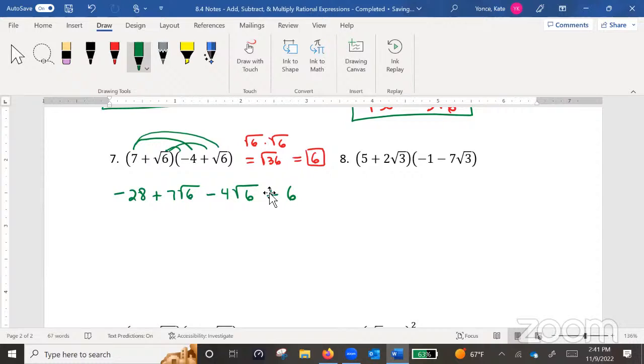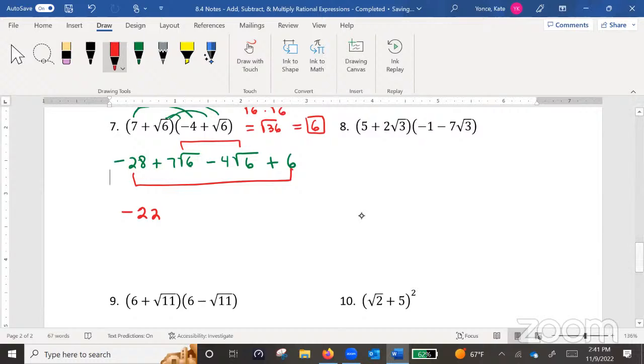Okay, now which ones are like terms? Okay, these two. So what is -28 plus 6? Okay. And these two are like terms, right? What do we get there? And what sign? Yeah, 7 minus 4 is 3, square root of 6, right? Just like if you had x's, if you had a 7x minus a 4x, it would be 3x. Square root's kind of like a variable.